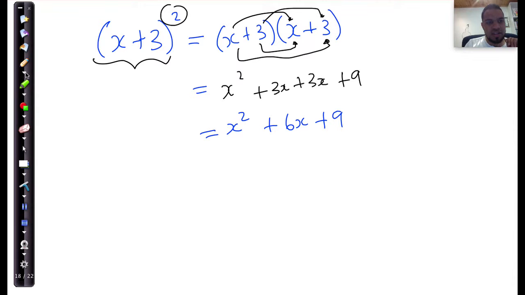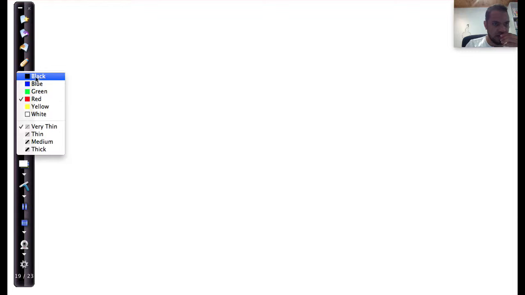Now, when we're going to do the shortcut, what we need to start seeing is how to move directly from this to this. Okay, so that's the first example. I'm going to come back to this page. The next one is the following.